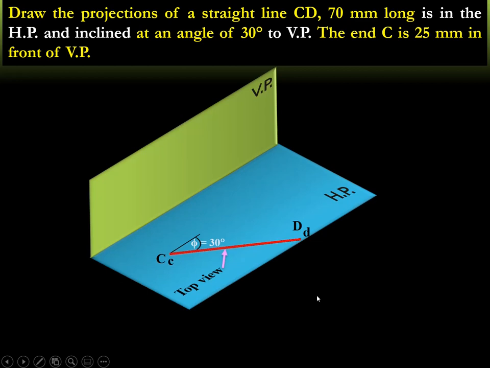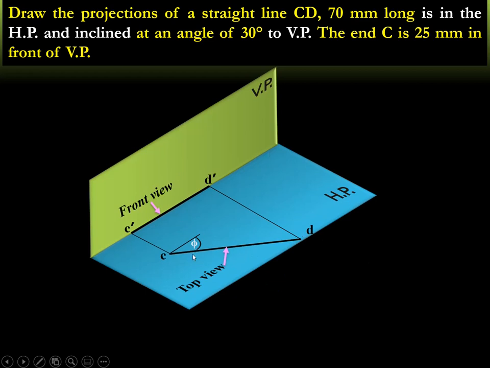To obtain the front view of the line capital CD, we need to observe the line from the front and the line needs to be projected onto the vertical plane. The projected line on the vertical plane can be called its front view and the front view must be denoted using the corresponding lowercase letters with dash.